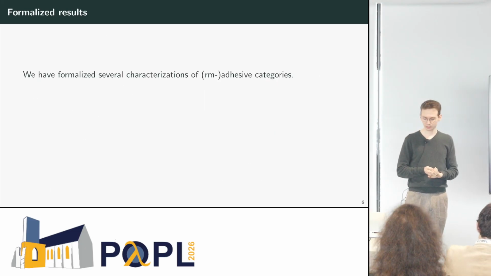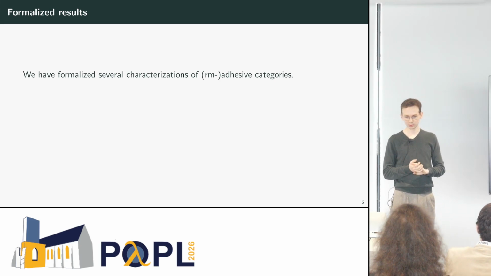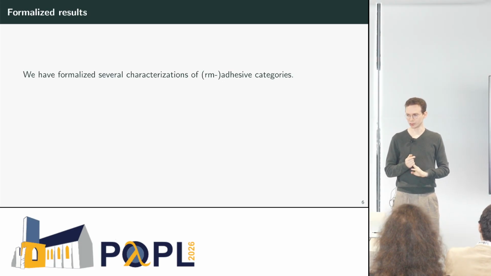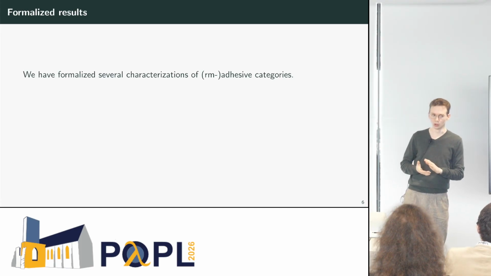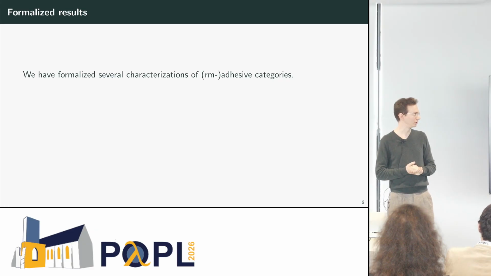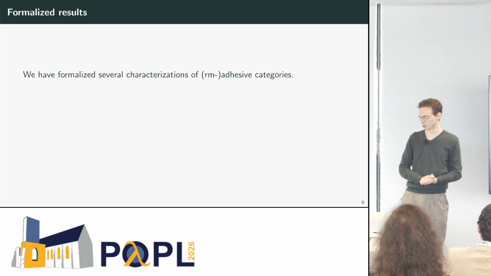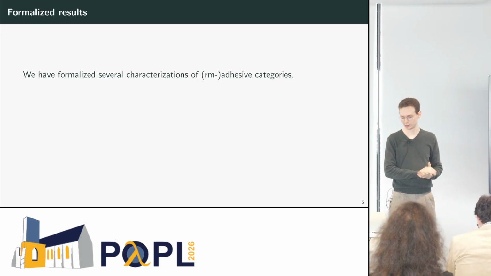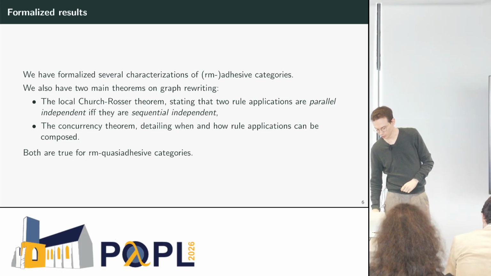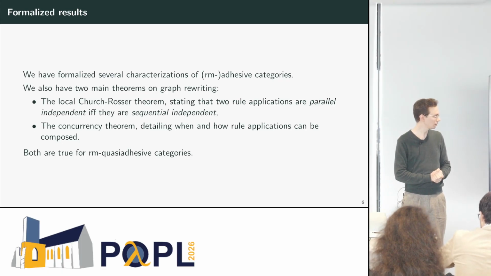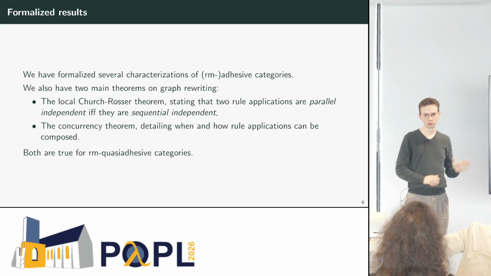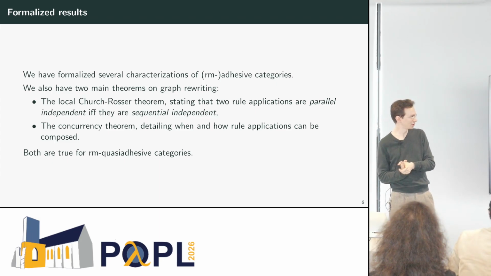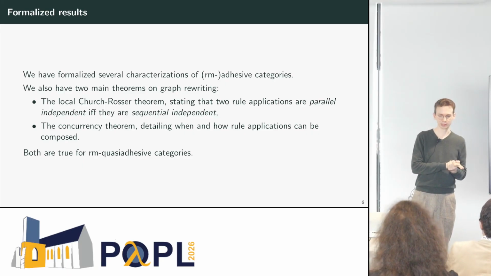For formalized results, we have formalized several characterizations of RM adhesive and adhesive categories, which are long proofs to give equivalent definitions for these categories, which are used to build instances in our hierarchies. And we also have formalized two main theorems. The first one is called the local Church-Rosser theorem. It says that parallel independence of two rule applications is equivalent to sequential independence.